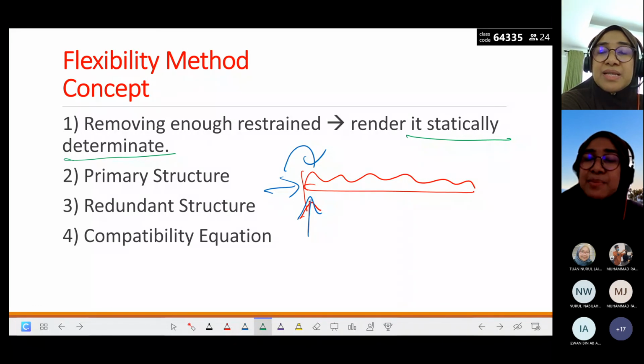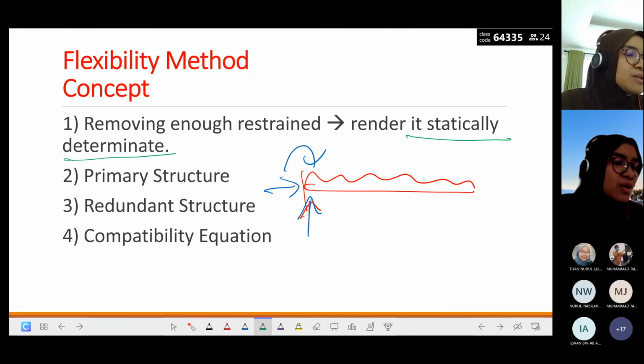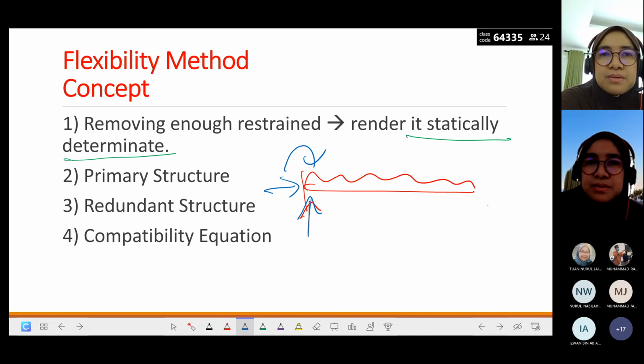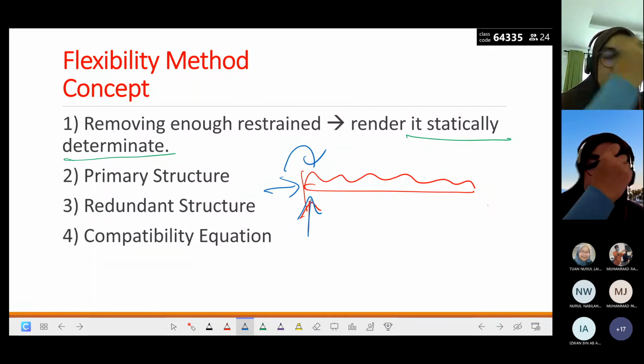Remove enough restraint means remove redundant. In the original condition, we have a roller here, and the roller has a reaction. Remove enough restraint means remove this roller. This is actually the concept. Okay? Is it okay?